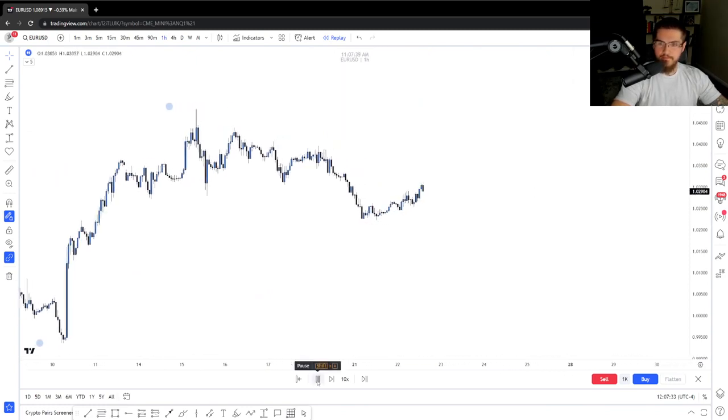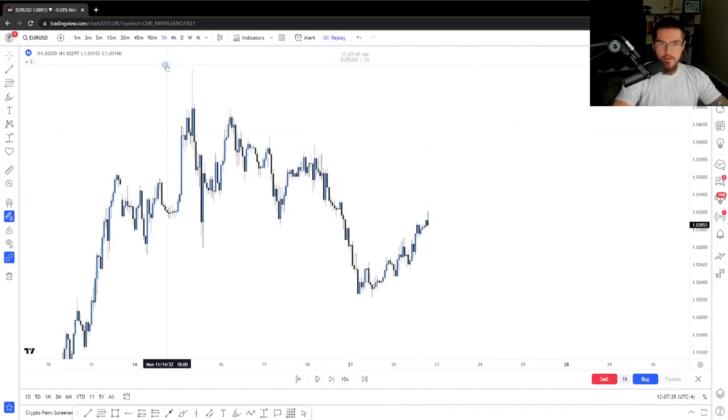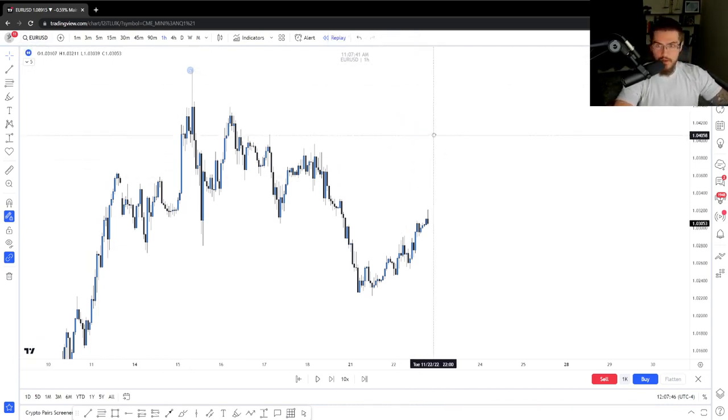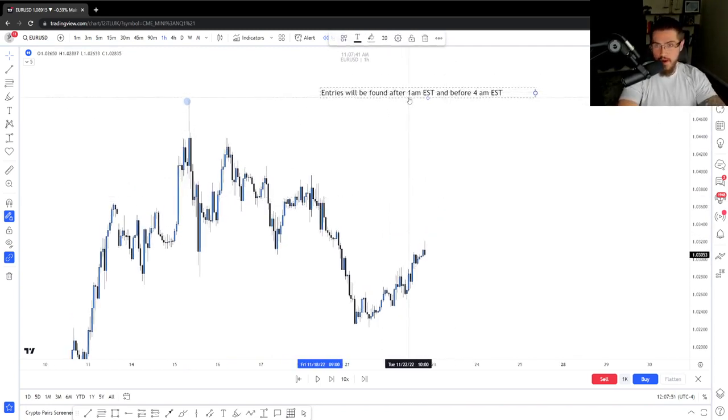Yes, there actually was one. So the first thing you want to do is identify what pairs you're trading. For this setup, you could trade euro dollar, or again, anything with the pound or euro in it. And you're going to be looking for the entry to occur after 1 a.m. Eastern and before 4 a.m.